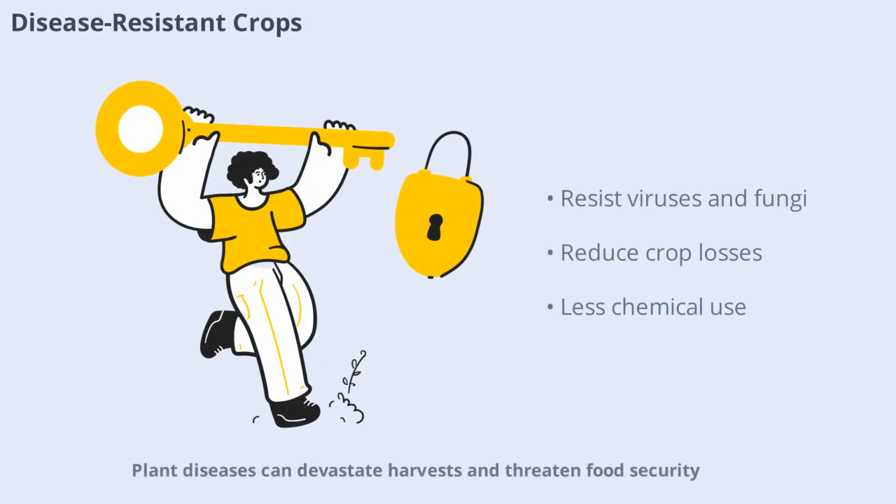Plant diseases can devastate harvests and threaten food security. Biotechnology offers solutions by developing crops with built-in resistance to viruses, fungi, and bacteria. By transferring resistance genes from other plants or organisms, scientists create varieties that can withstand common diseases. This reduces crop losses, minimizes the need for chemical treatments, and supports sustainable agricultural practices.